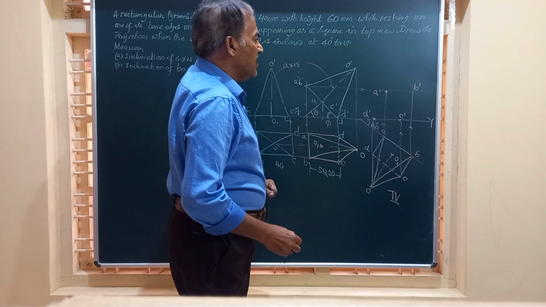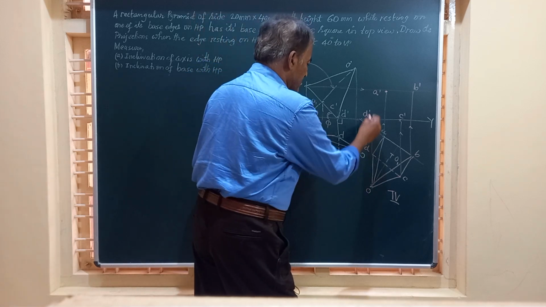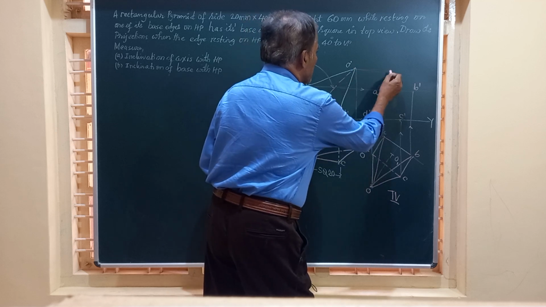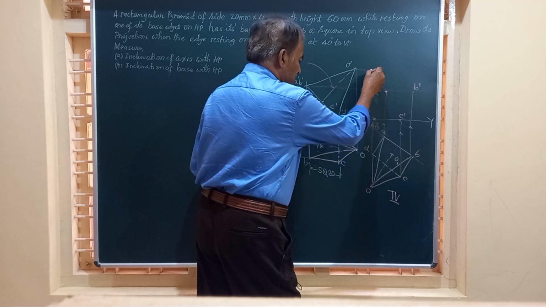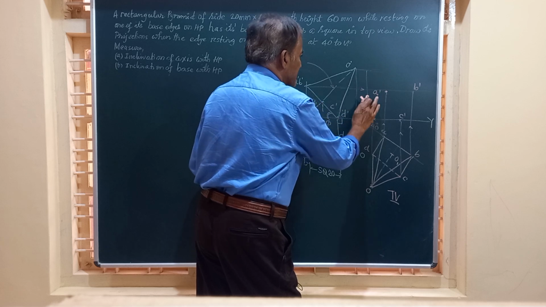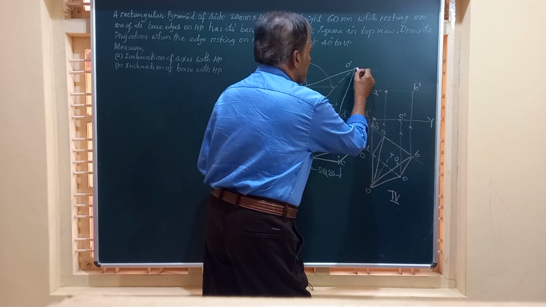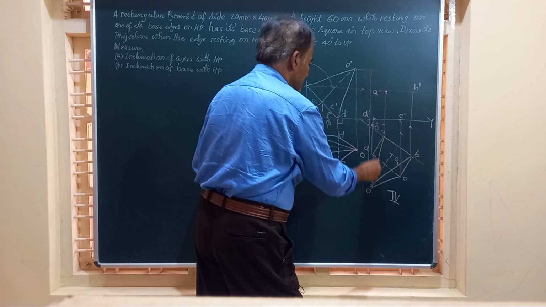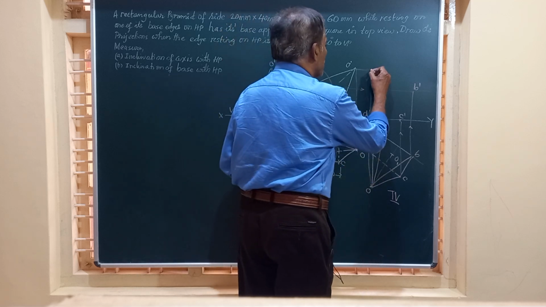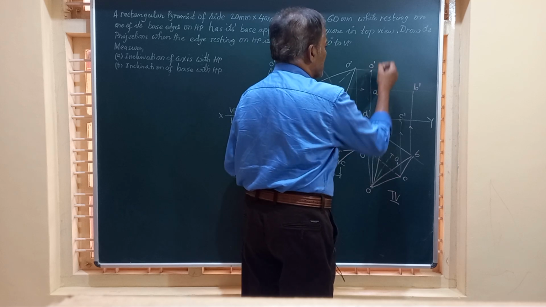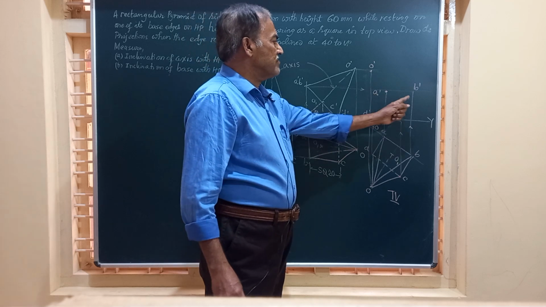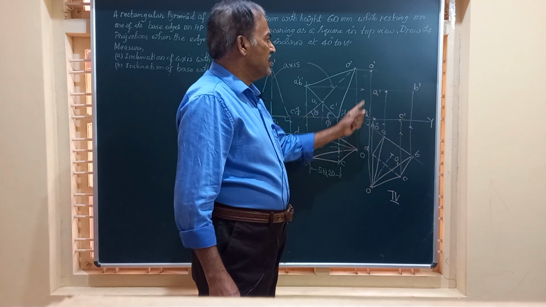Friends, now O is to be obtained. So draw a vertical line from O, a horizontal line from O dash. The point where those two intersect is going to be the vertex O dash. So this is going to be O dash. So friends, we have got all the four corners A dash, B dash, C dash, D dash and O dash.